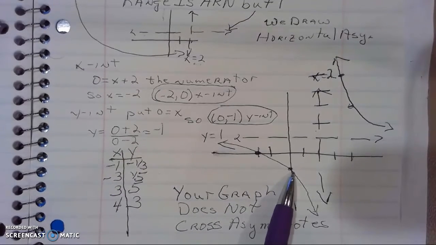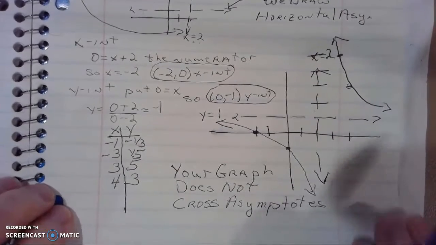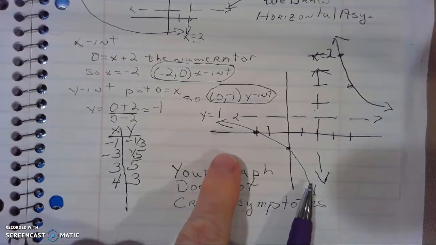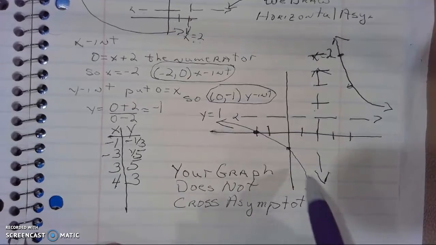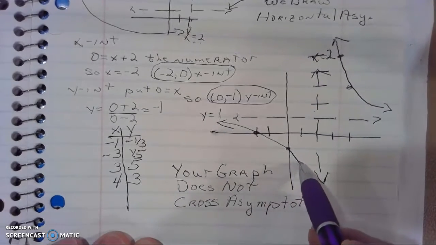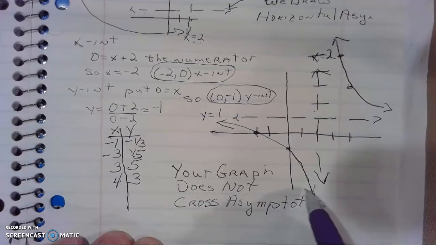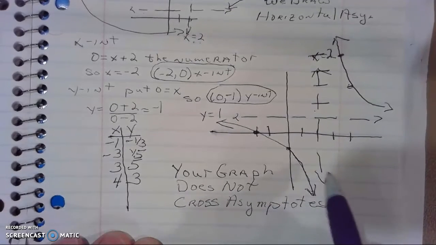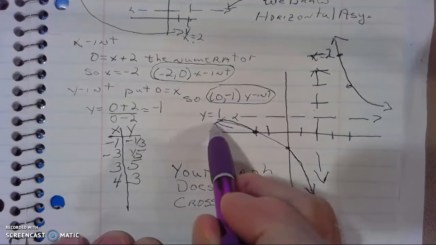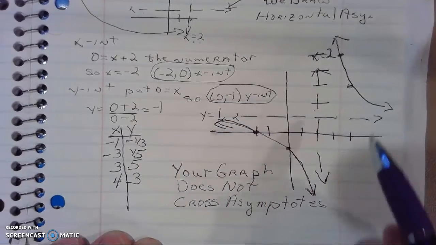So that's my y-intercept. Then that tells me what my graph is going to do on this side of the vertical asymptote. Your graph is between here and here. That means it's going down here, and it's going to go along that vertical asymptote but never cross it. Here it's going up towards that horizontal asymptote, but it will never cross it.